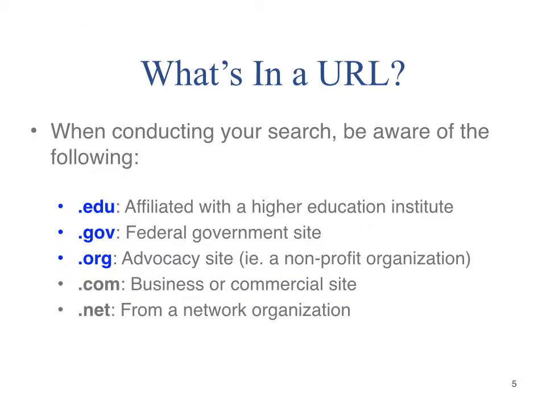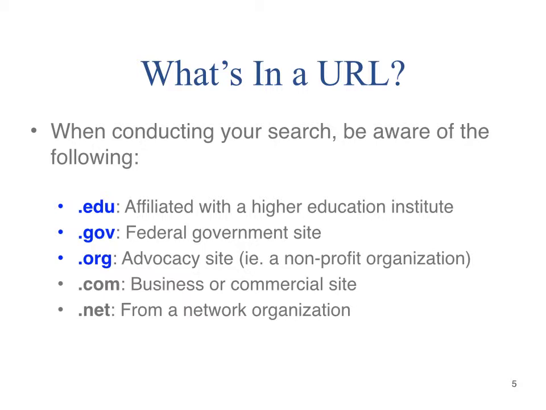As you begin your search, keep in mind that the URL of the website you're using will give you information about the type of website it is. .edu means that the site is affiliated with a higher education institute like a university. .gov means that it's a federal government site. .org means that it's an advocacy site such as a nonprofit organization. .com means a business or commercial site, and .net means the site is for a network organization.